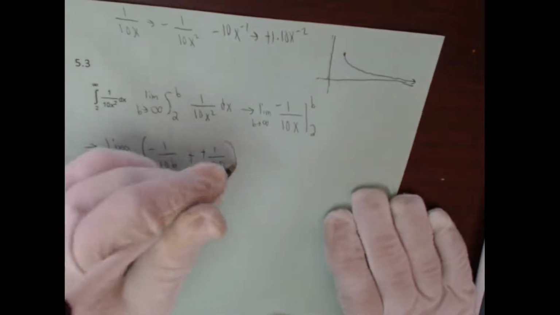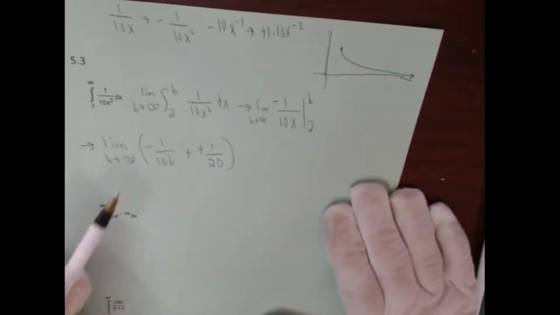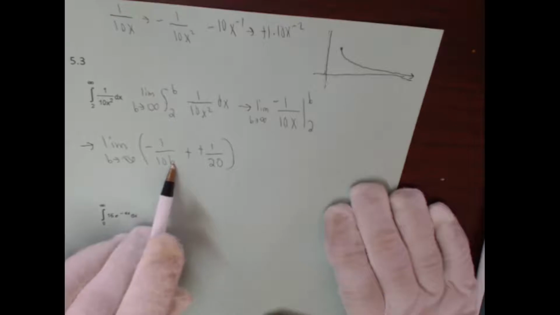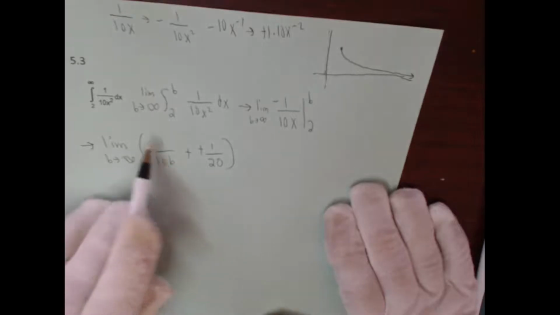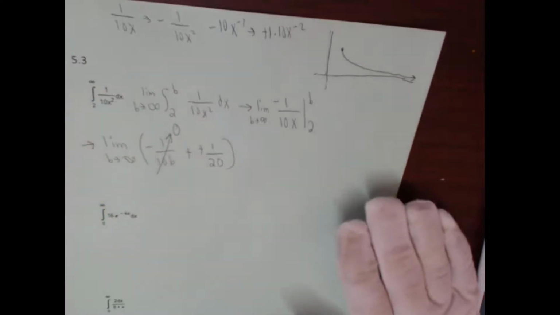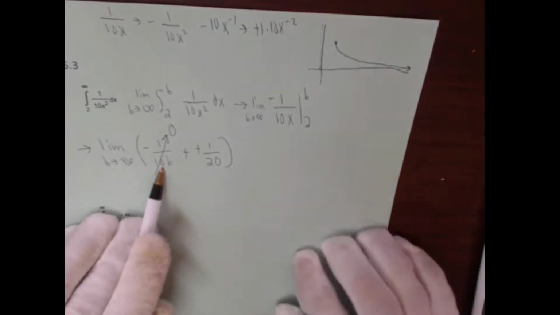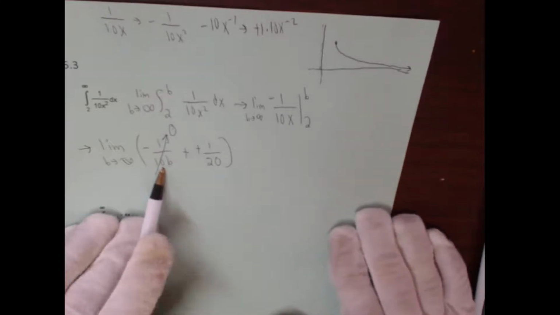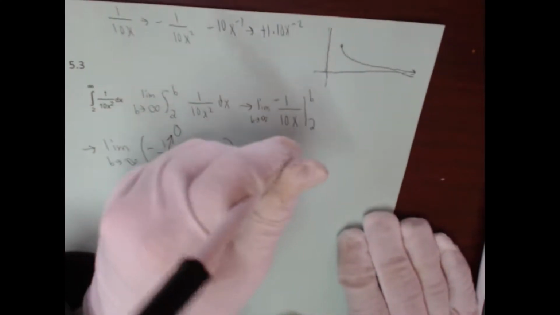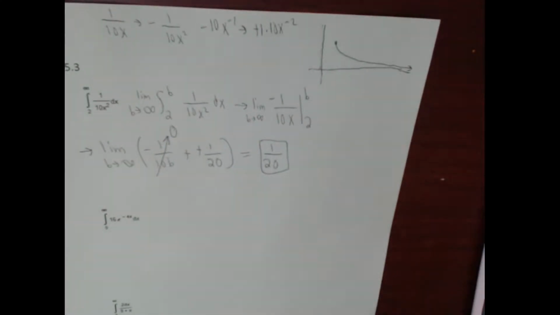Now, by the way, this is in parentheses. The limit will be affecting everything. So what happens as we take the limit as b goes to infinity? Well, this b goes to infinity, but because it's in the denominator, that means that this piece right here will always approach a zero. When we evaluate the limit, this thing will get closer and closer to zero forever. The more we go, the more accurate it gets. So that means that our final answer after evaluating the limit is just 1 over 20.